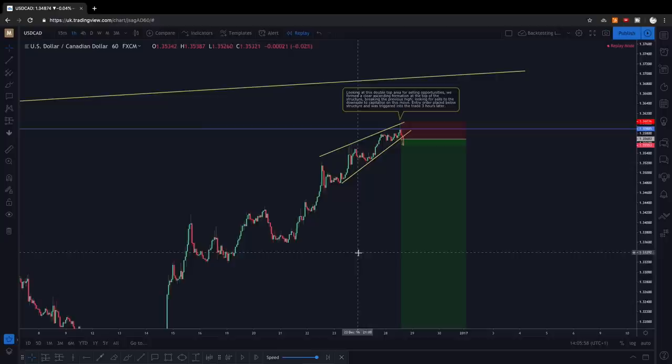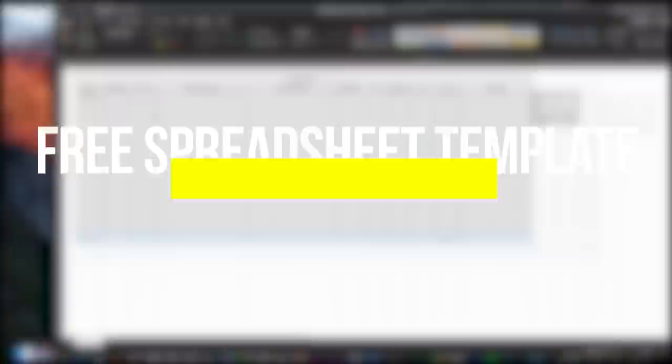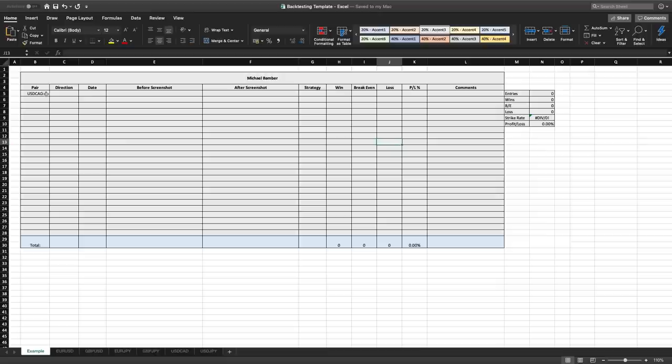I'm going to bring up a quick basic spreadsheet that I use for backtesting and just paste it in here. You can see with this spreadsheet, I basically put the pair, direction, long or short, the date of the trade, before screenshot, after screenshot, what strategy it was, whether the trade was a win, break even or a loss, the profit or loss percentage, and then any comments that I have about the trade.